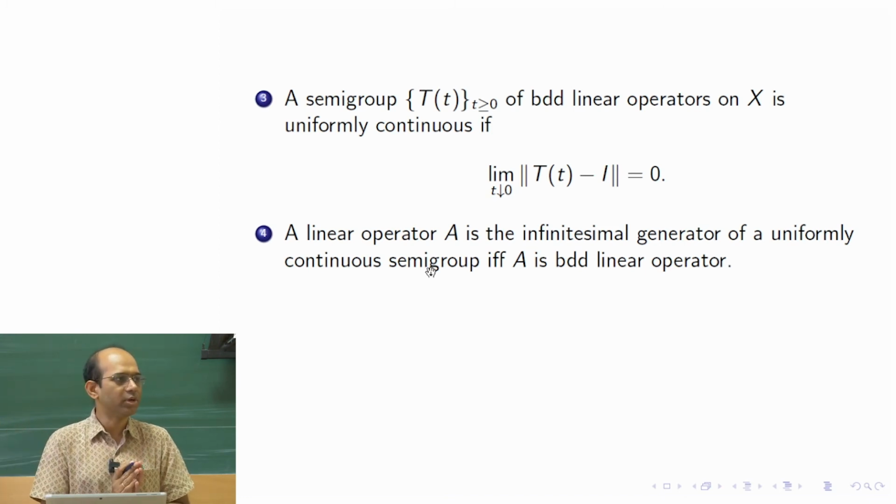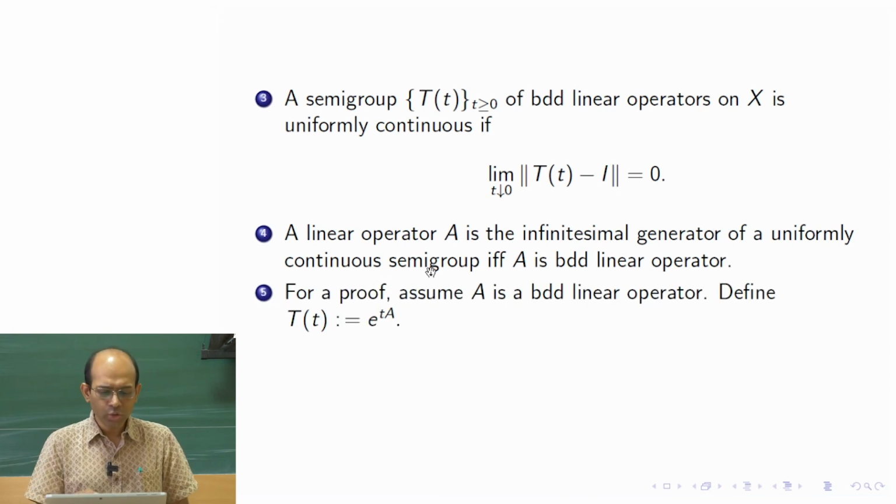Then A is a bounded linear operator. Okay, it is saying that. So that means to prove this type of statement, we have to cook up the semigroup also. Correct. The most natural way to cook up a semigroup from a generator is taking e to the power tA. Why is it so?